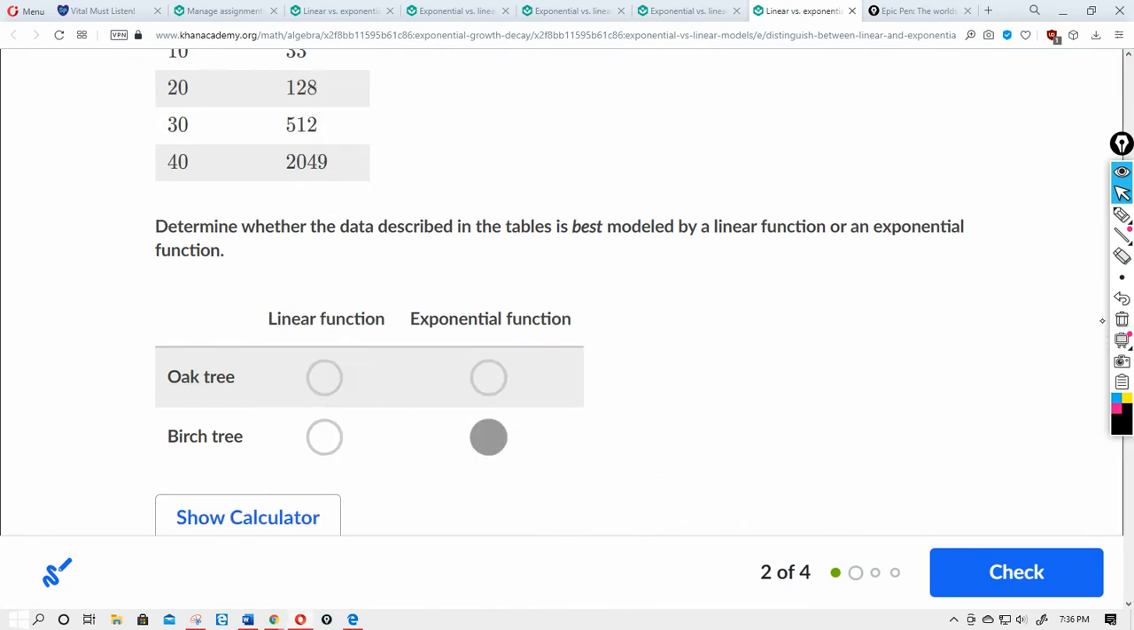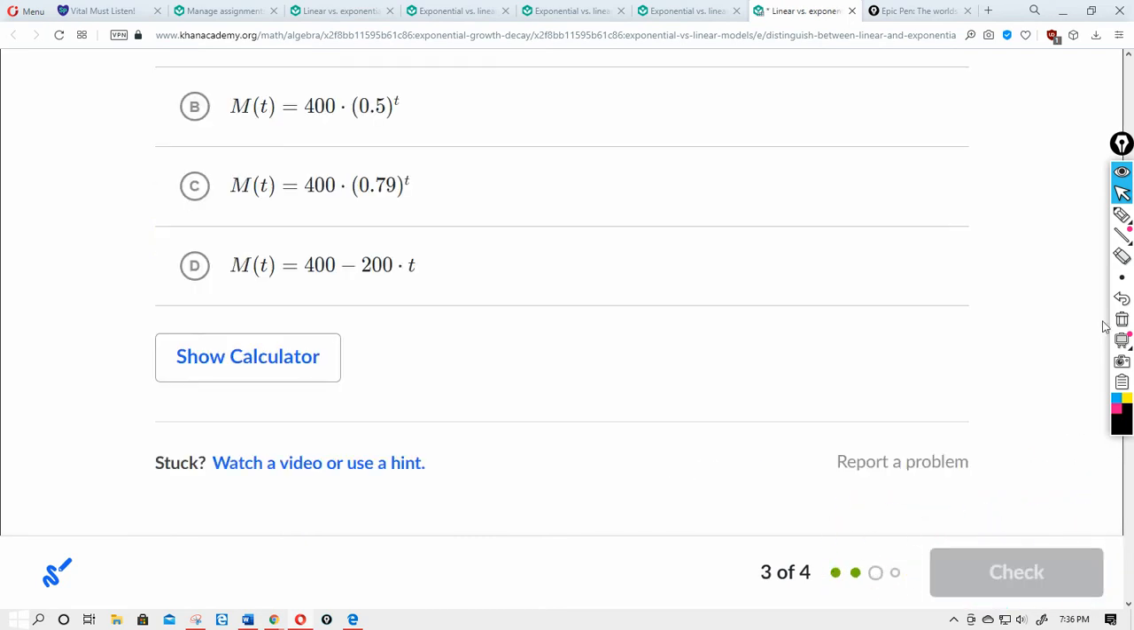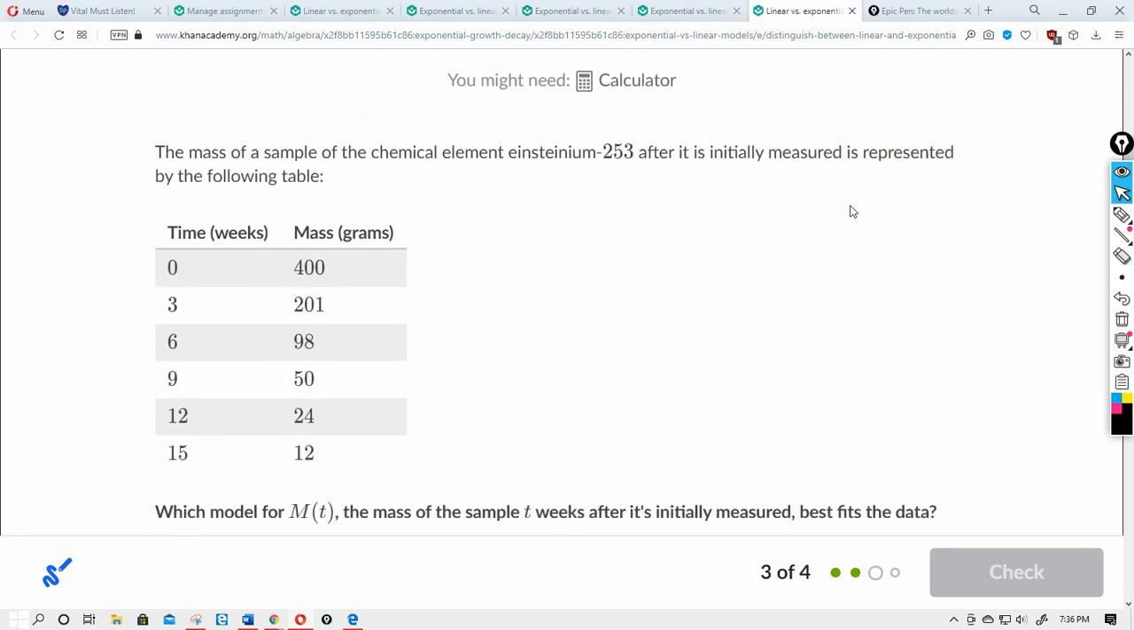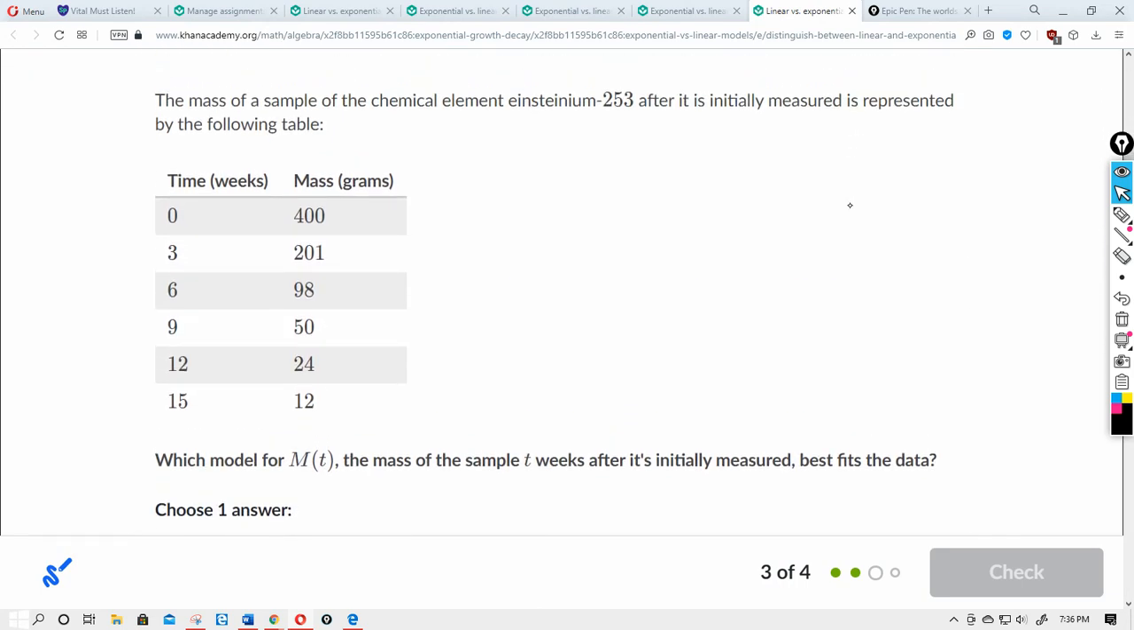Okay, the birch is exponential and the oak tree was linear. All right, let's see. So, a massive sample of the chemical element after it's initially measured is represented by the table. Okay, and this is after T weeks. All right, so this is every 3 weeks. All right, and again, we can see that it's not increasing or decreasing by the same amount each time.